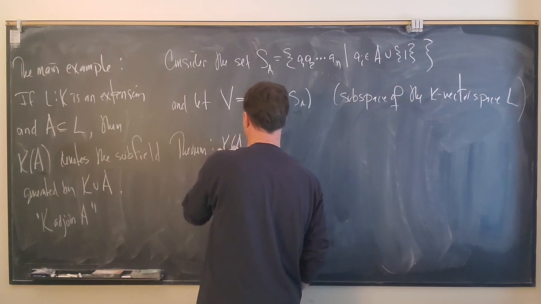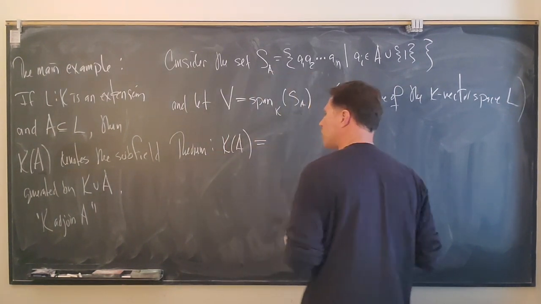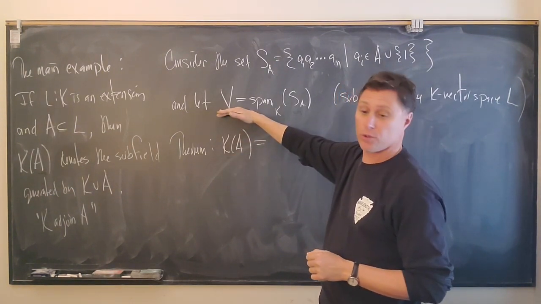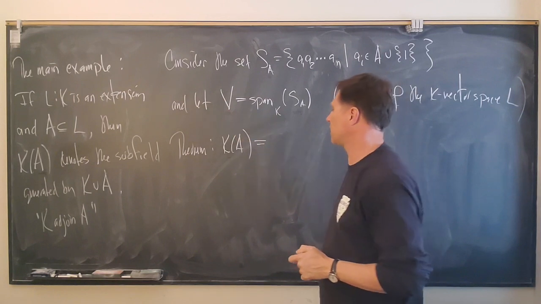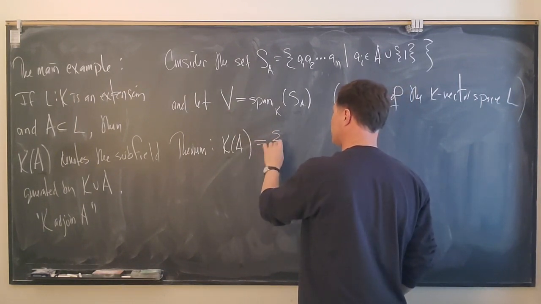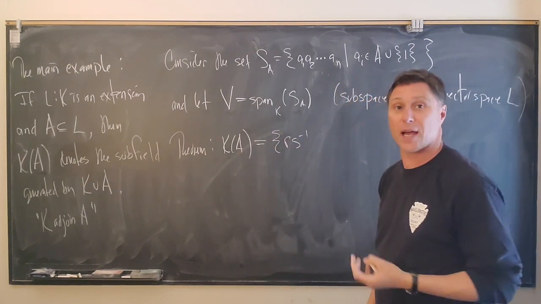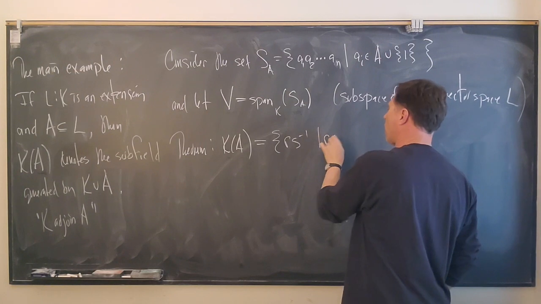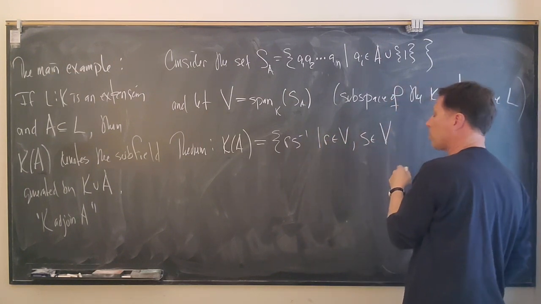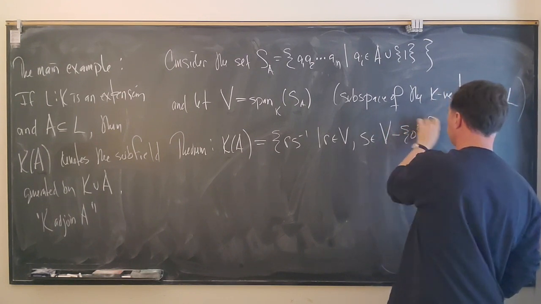Now, okay, so let's state this as a theorem. K adjoin A is equal to, so what I want to do is describe all the elements, and this subspace V is going to allow us to describe them cleanly. So K adjoin A is equal to the set of all things of the form R times S inverse, where R is in V and S is in, well, we don't want to divide by 0, so it's in V minus 0.